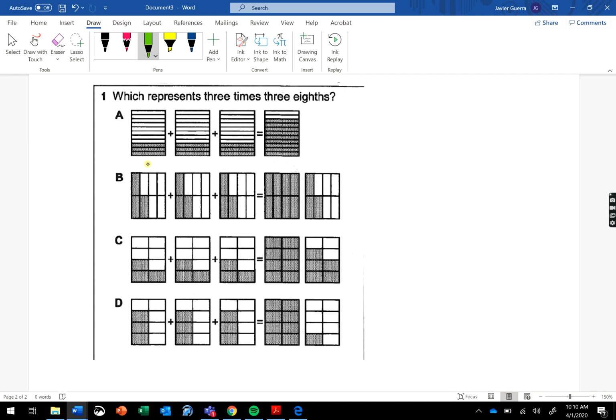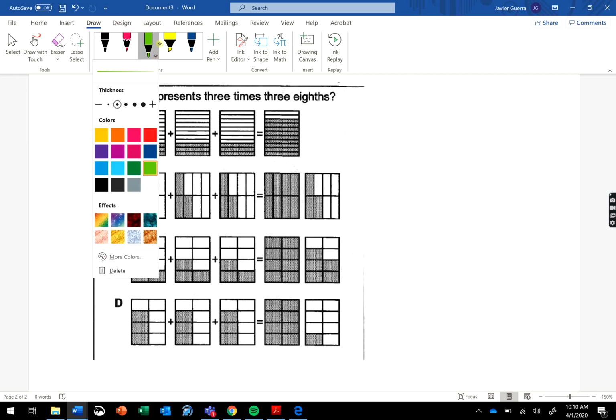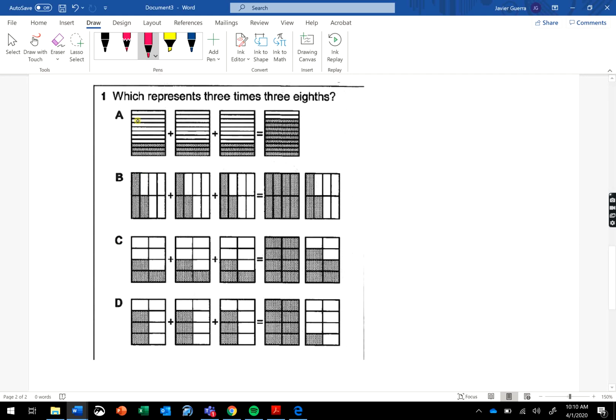I'm not gonna actually solve this one for you, but I am gonna set it up for you. Okay? So what they want to know is a very simple question. It says which represents 3, we know that's the number 3, times, simple, we know what times means, 3/8. Okay, we need to read that carefully. 3/8, right? So 3 is my numerator, 8 is my denominator, correct? So which one represents 3 times 3/8? So we'll write it here on the side, 3 times 3/8.